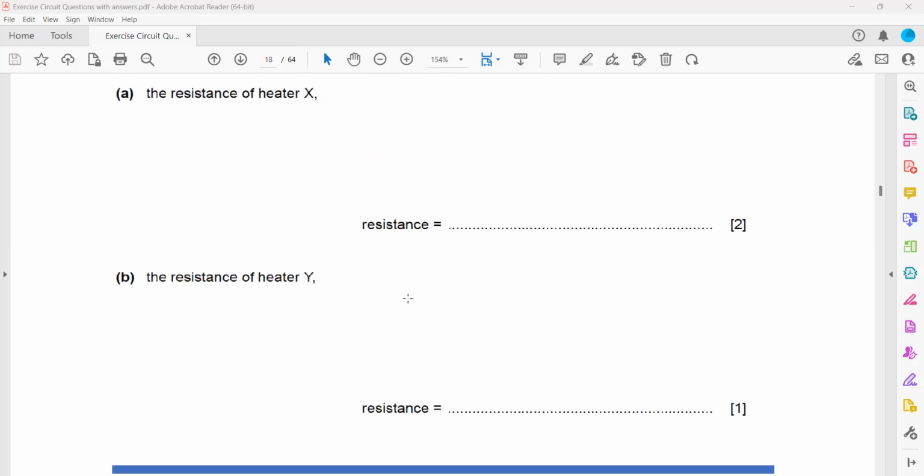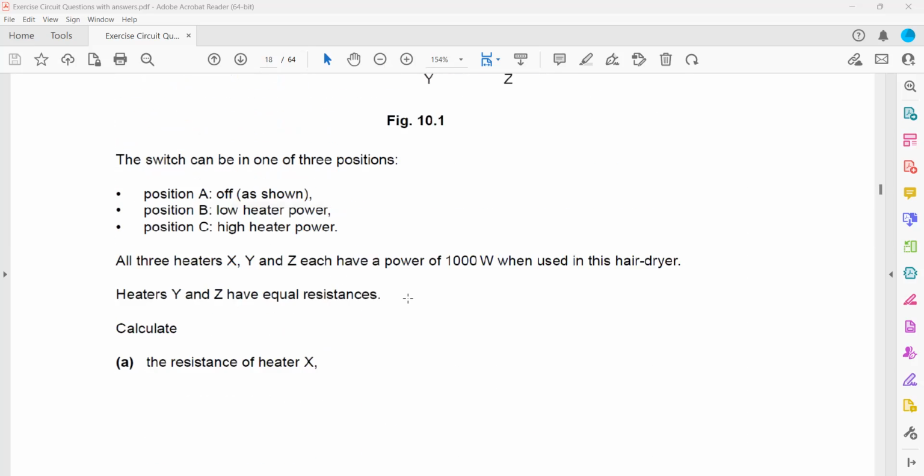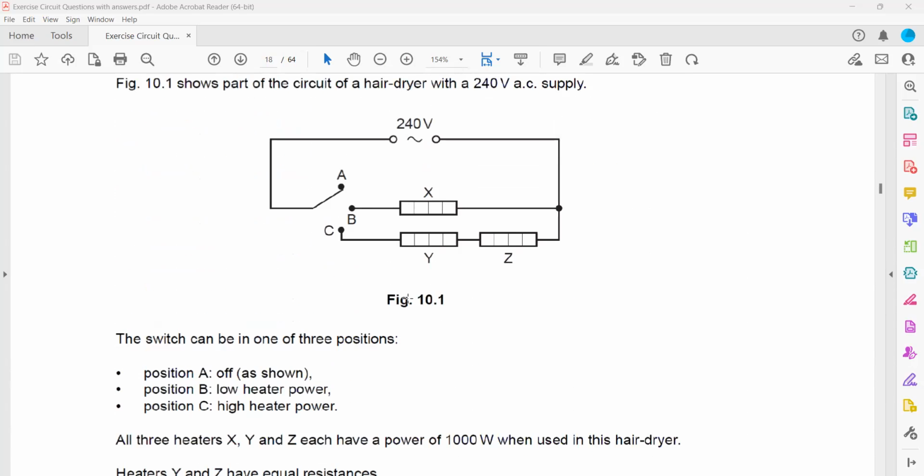Then we have to calculate the resistance of heater Y. How can we calculate it? Voltage divided by current, but first we have to find the current. For example, with a 240 volt supply, this will be 120. Why do I say 120? Because they mentioned that Y and Z have equal resistance. If they have equal resistance, they will have equal voltage division. If they have different resistances in series, the one with the higher resistance will have more voltage. So with a 240 volt supply, it is 120 here and 120 here.